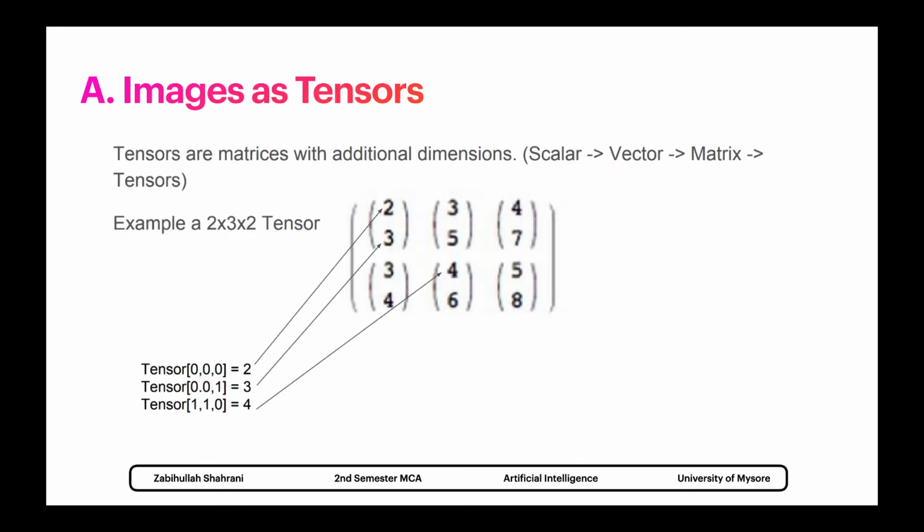And now in our first slide we see images as tensors. So what are tensors? Tensors are matrices with additional dimensions. To understand this better we'll move forward to the next slide, because the matrices and the arrows there can be a little confusing.